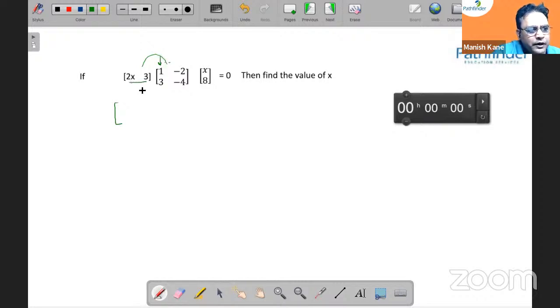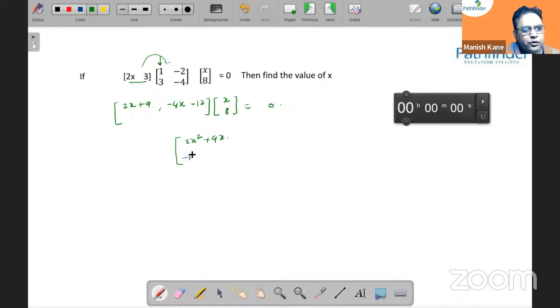So 2x into 1, 2x, and 3 3s are 9. Correct? And then you multiply this with the second column. 2x into minus 2 is minus 4x and minus 12. This needs to be multiplied with x, which is equal to 0. So 2x plus 9 into x will be 2x square plus 9x, and minus 32x minus 96. Both of them must be 0. Correct?